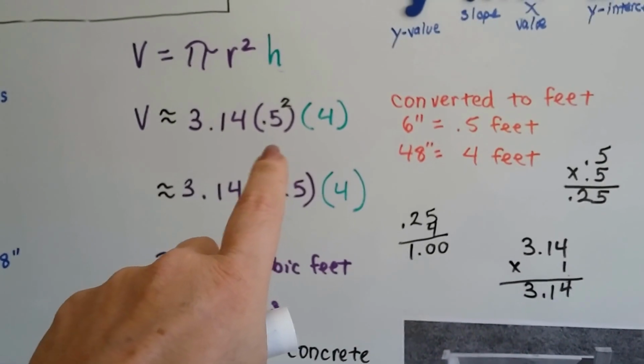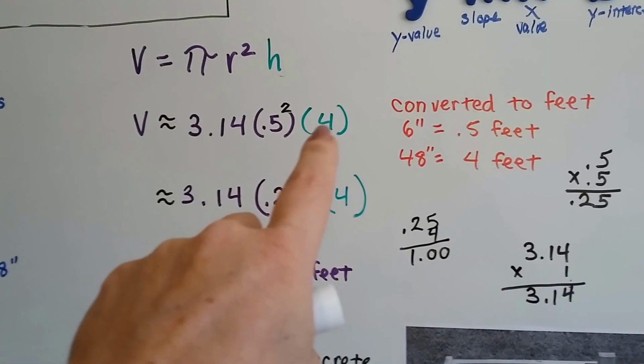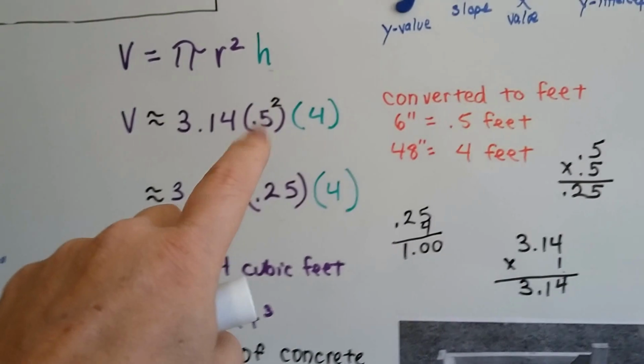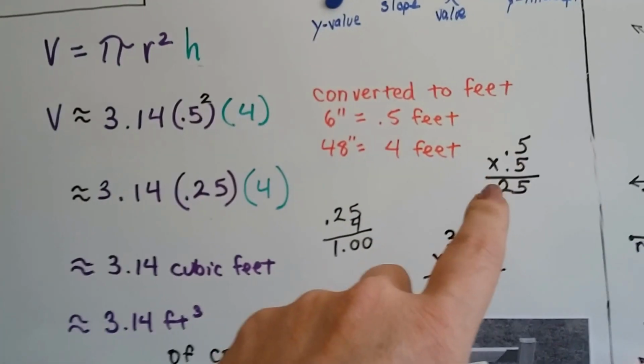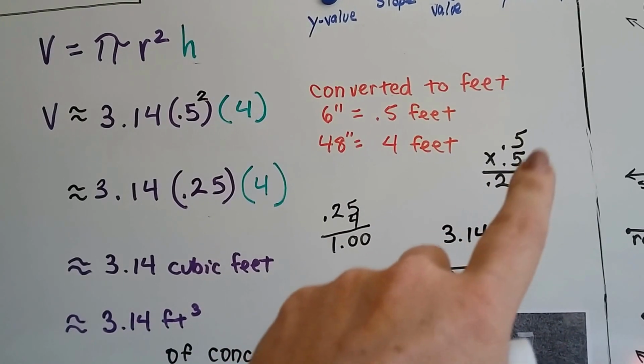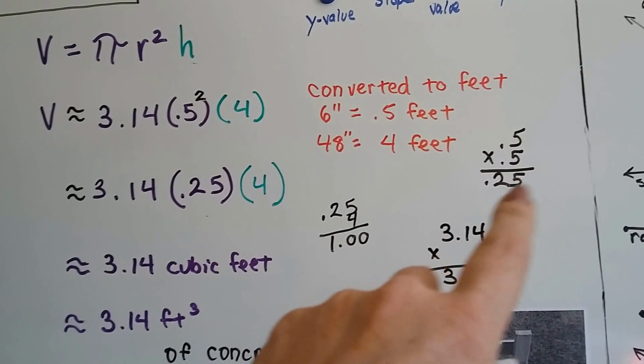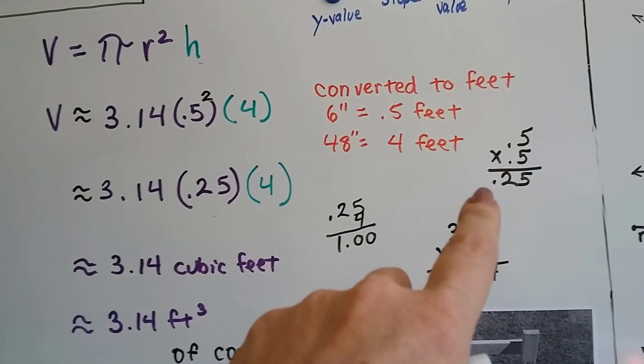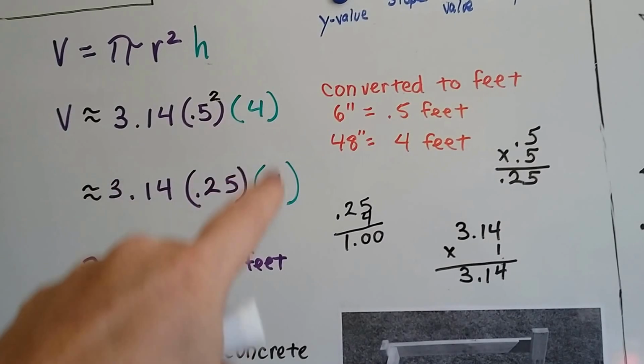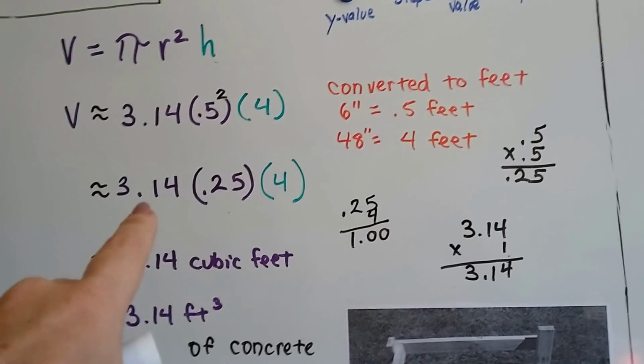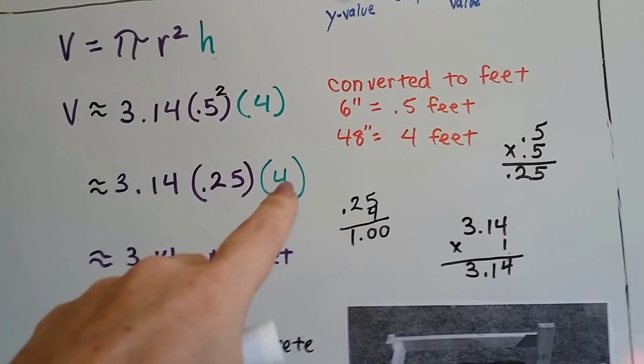So now for our formula, we've got 0.5 squared and 4. Well, we need to do the 0.5 squared. 0.5 times 0.5 is 0.25. See, we've got 2 decimal hops in the equation, so we got 2 decimal hops in the product. So we got 0.25. We drop down the 4 feet, and now we've got pi times 0.25 times 4.